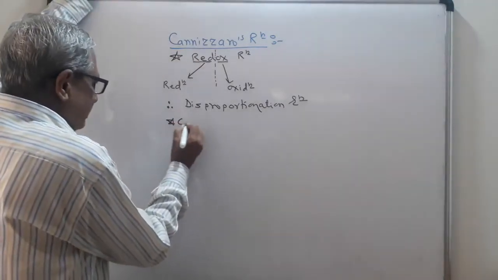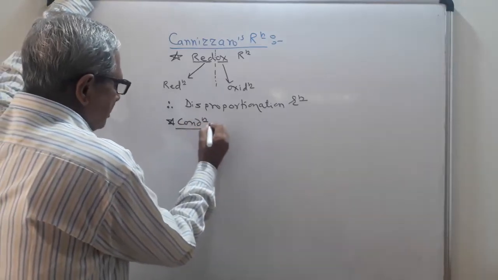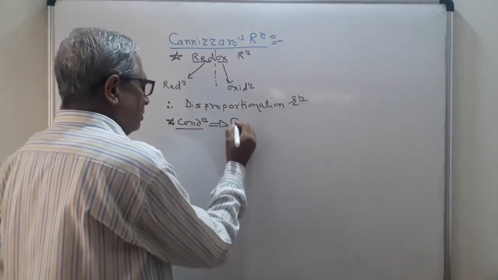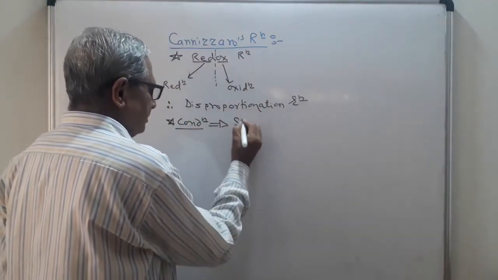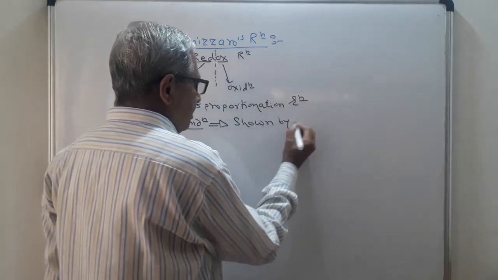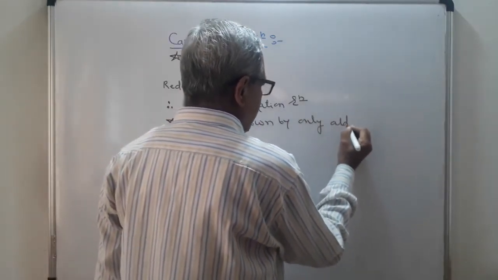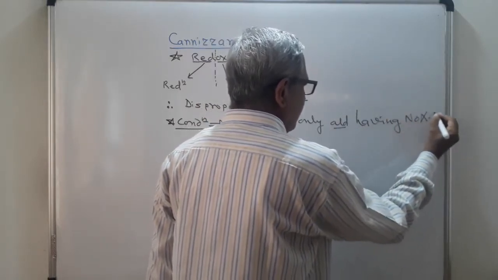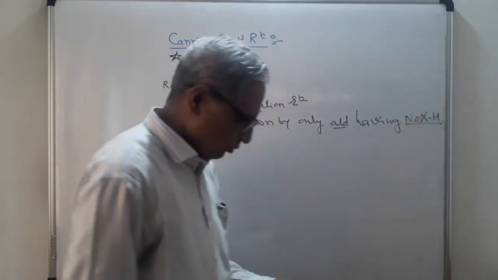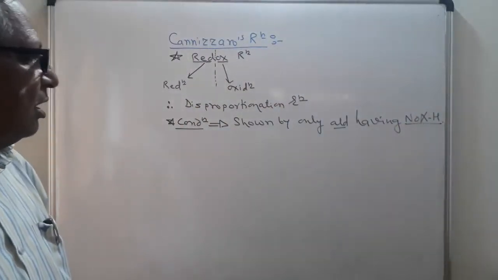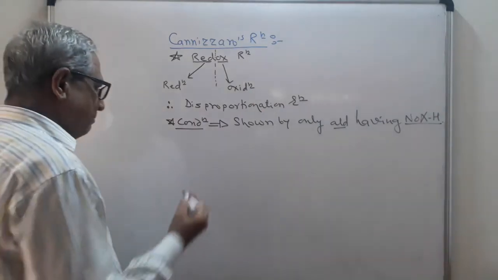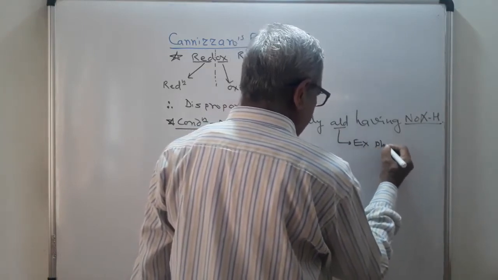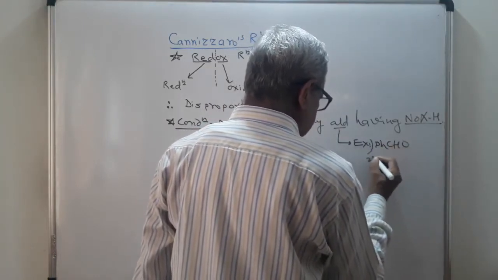Then we should know the condition for the Cannizzaro reaction. It is shown by only aldehyde having no alpha hydrogen. This is the important point. Aldehyde having no alpha hydrogen. See the examples of aldehydes having no alpha hydrogen: one is benzaldehyde and second is formaldehyde.